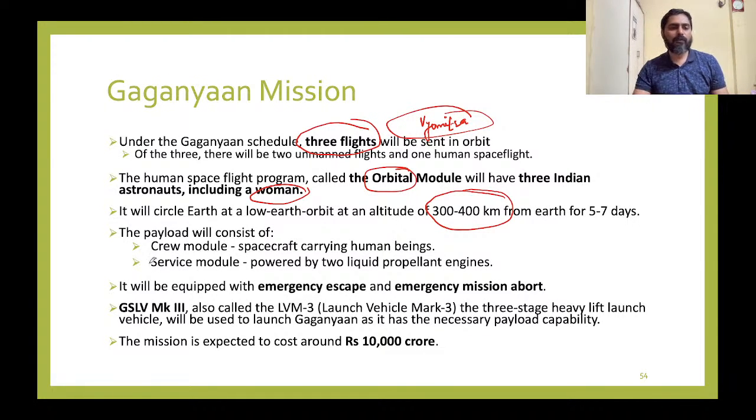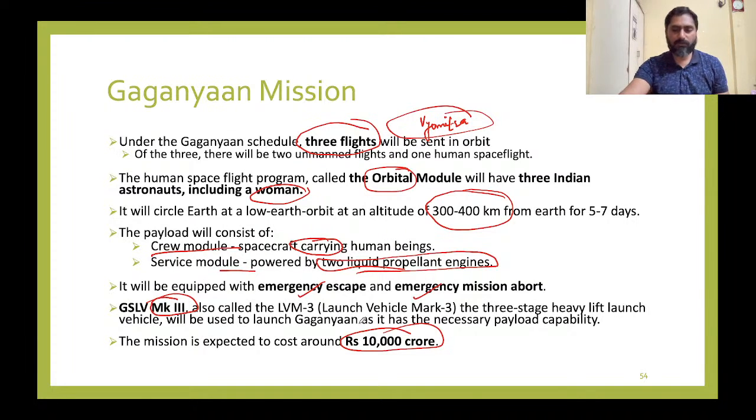It will have your crew module and the service module. The crew module will be carrying the human beings, and the service module will be powered by 2 liquid propellant engines. This will send the astronauts to space, and it will be equipped with emergency escape and emergency mission abort. These are critical components needed for the safety of the astronauts. We'll be using GSLV Mark 3, the most powerful launch vehicle that we have till now, and the expected cost is around rupees 10,000 crore. These are some of the unique features of the Gaganyaan mission that you should know.